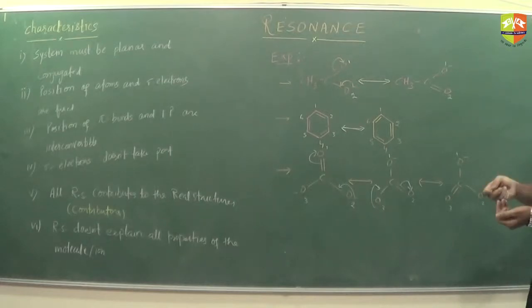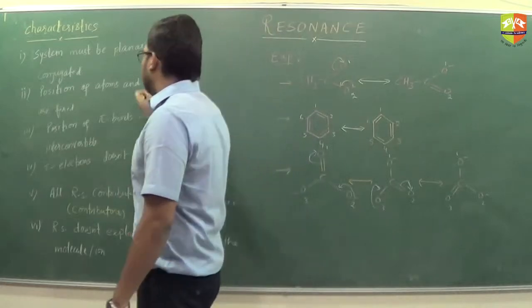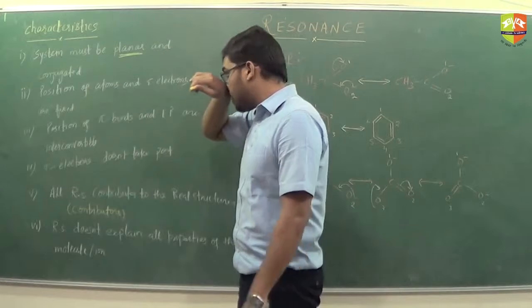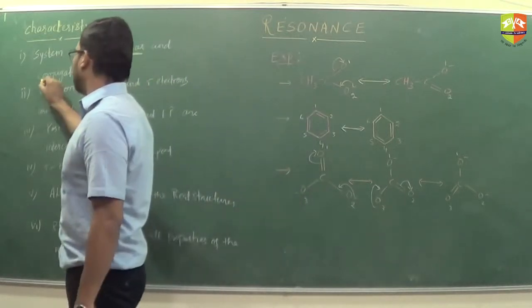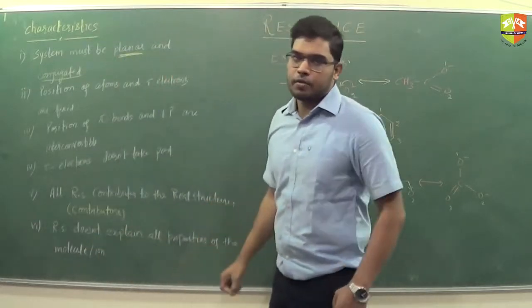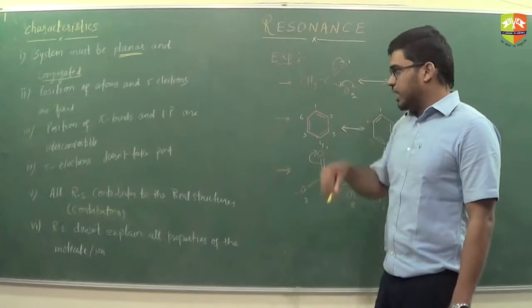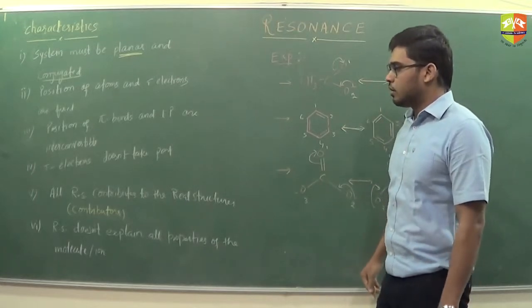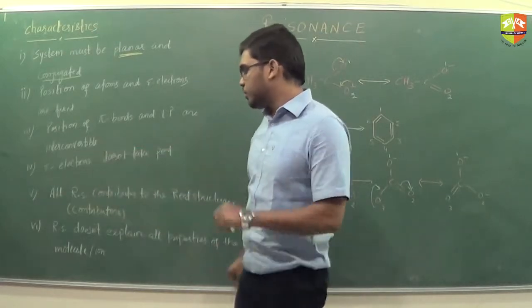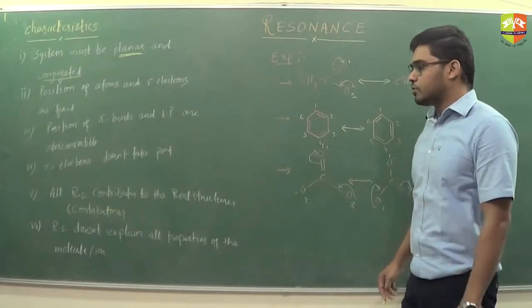There are two, three things that I have used over here. One is planar, which you already know. The molecule must be in the same plane, and it must be conjugated. Resonance is only possible when the system is conjugated and planar, otherwise it is not possible. The second thing is contributors: RS contributes to the real structure, and RS does not explain all the properties of the molecule.